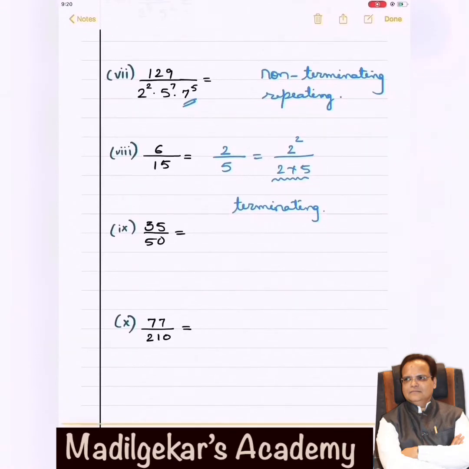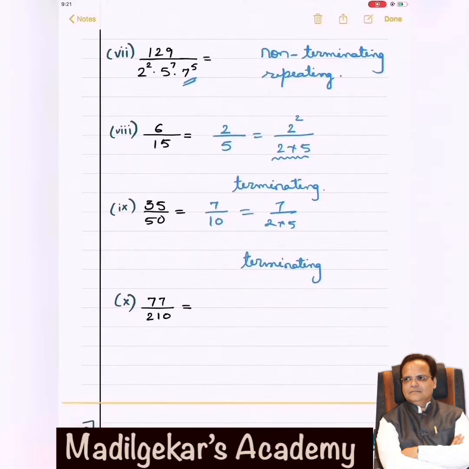In 9th bit, 35 upon 50, again we can simplify it first. Divide by 5, we get 7 by 10. 10 is 2 into 5. Means again, this rational number has terminating decimal expansion.